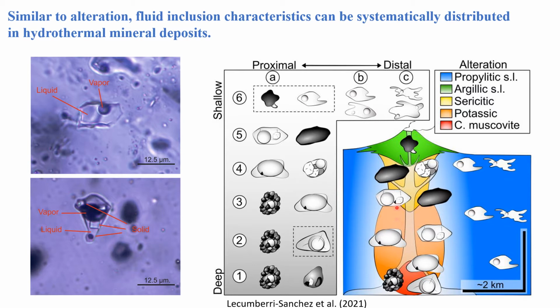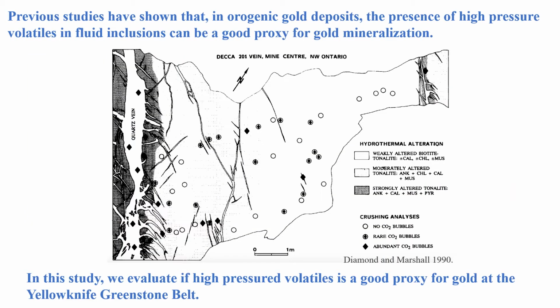The presence of brine and vapor together may suggest a horizon of unmixing. Distal fluids would have lower temperatures and hence smaller bubbles. This type of study is very useful to understand which part of the system you are in. Distribution of fluid inclusions is also systematic in orogenic gold deposits.